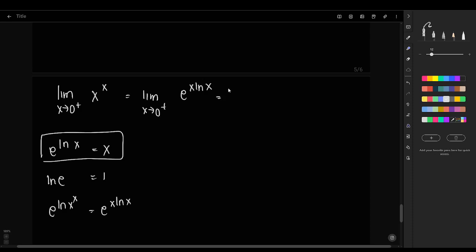So this is e to the power of 0 times ln of 0. This might lead to an indeterminate form, but this 0 factor saves the day, because any value multiplied by 0 is 0. So this is equivalent to e to the power of 0, and any value raised to the exponent 0 is equivalent to 1. So that is equivalent to 1.